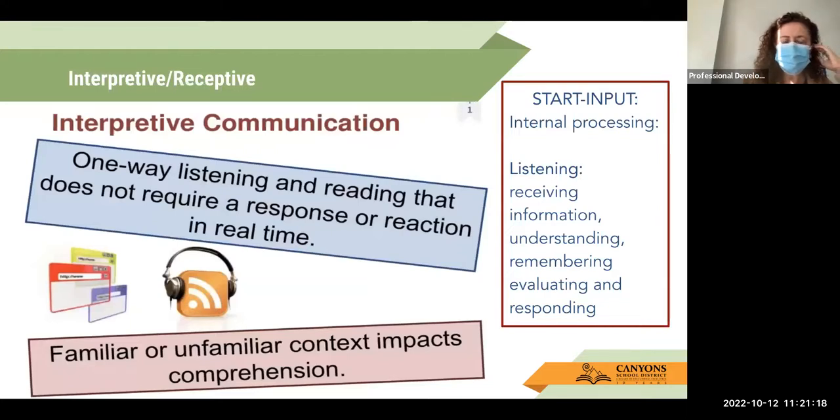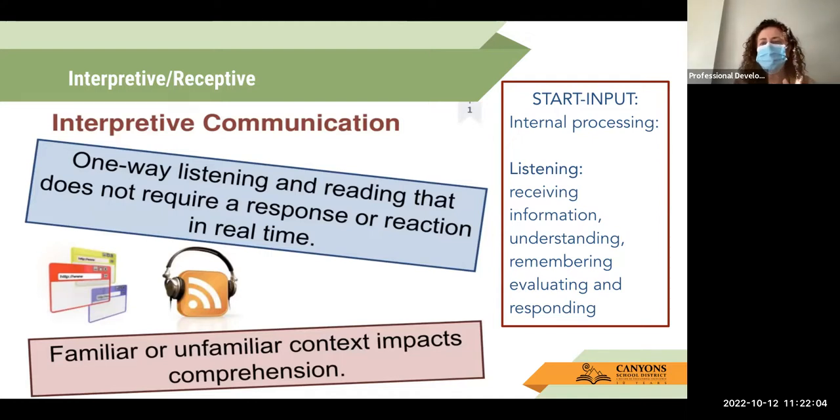So the first mode of communication that we're going to look at is the interpretive mode of communication. When we think about it, it's a one-way listening, reading, or viewing. It does not require a response or a reaction in real time. And it can be on familiar or on unfamiliar context. The interpretive mode is also called the receptive mode. It's basically all the internal processing that we do.